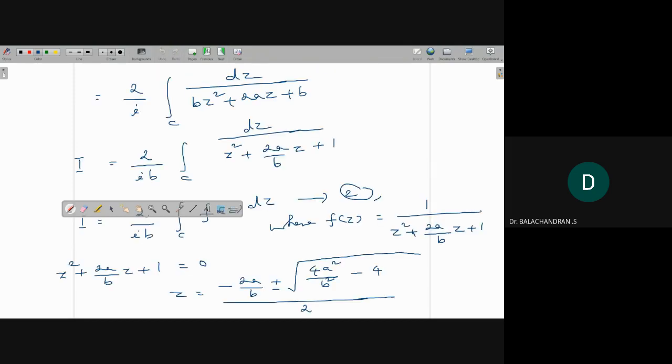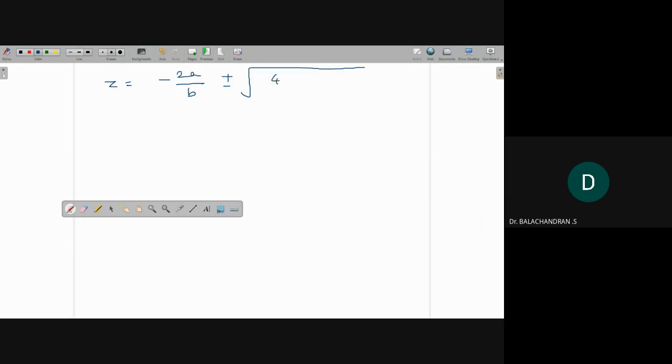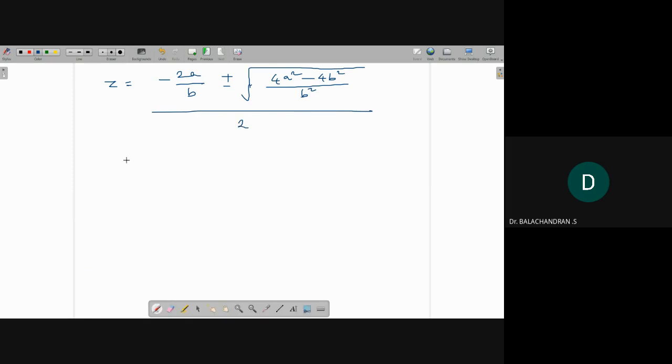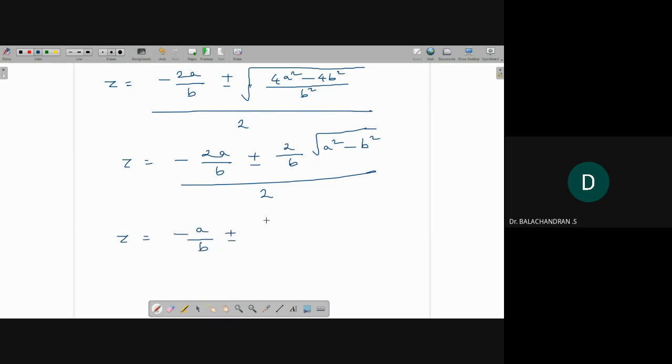root of 4 a square minus 4 b square divided by b square. Okay, under the root everything divided by 2. So now z equal to minus 2a by b plus or minus 2 by b root of a square minus b square divided by 2. So now if you divide by 2, you'll get z equal to minus a by b plus or minus 1 by b.